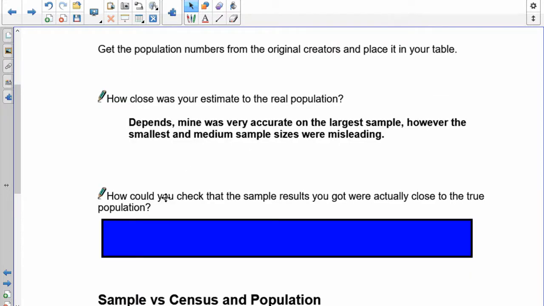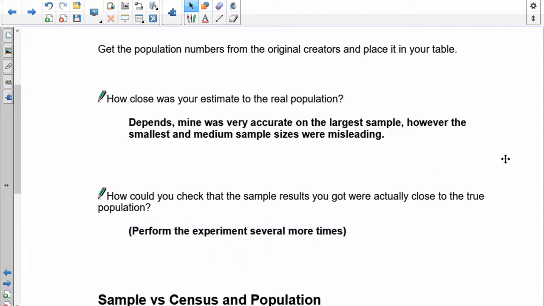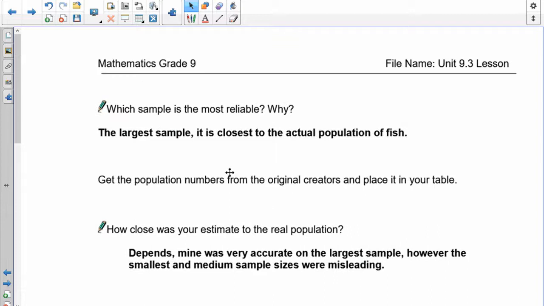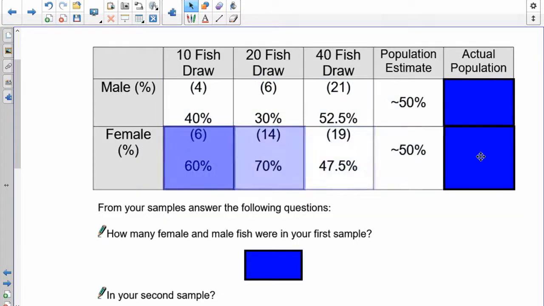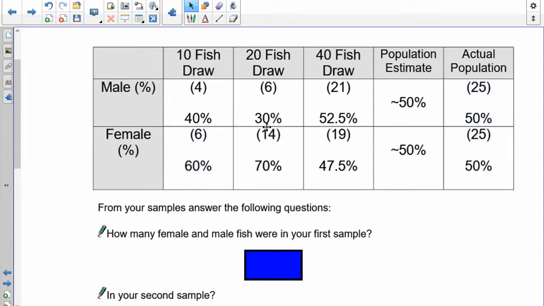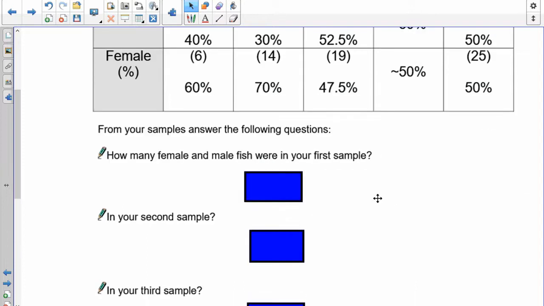So going on, how could you check the sample results you got were actually close to the true population? Well, this is where what happened to me back here can be fixed. You see how this one was way off? If I did this thing like 5 times, I would get much closer here to the 50-50. Probably not as close as this one, but it would be farthest away, closer and closest. And it would close in on the 50-50. That's why we do it many times. You don't just do it once.